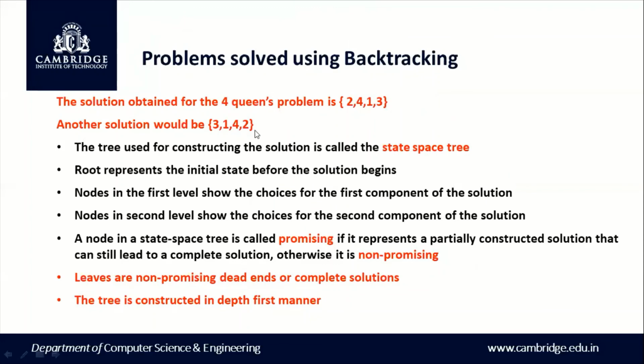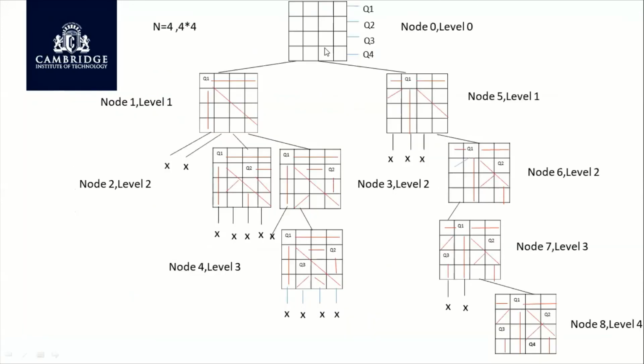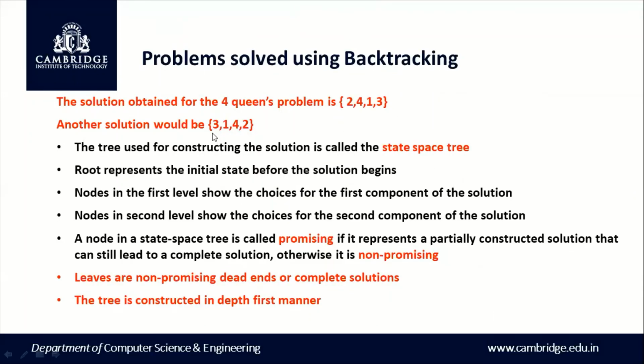If you try to proceed once again and build the solution starting from the next positions, you will find another acceptable solution, which is 3, 1, 4, 2. 3, 1, 4, 2 is actually the symmetry of 2, 4, 1, 3. These are the 2 possible solutions that you find for the 4 queens problem.